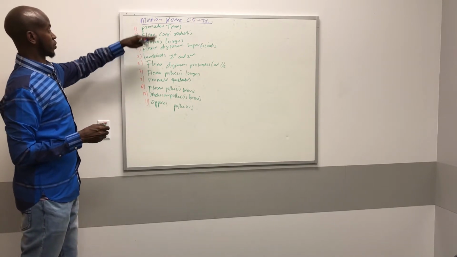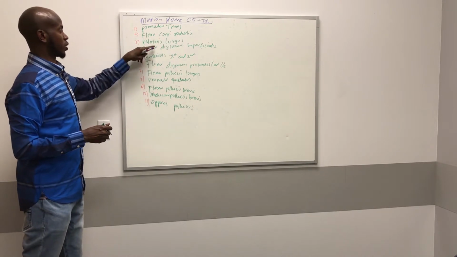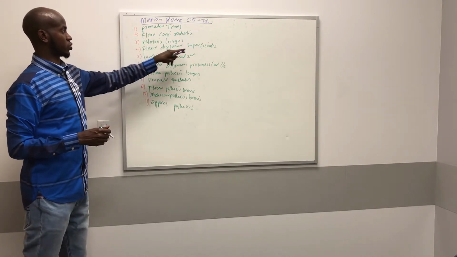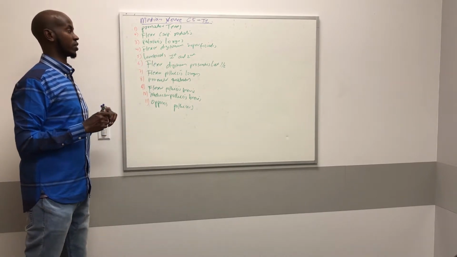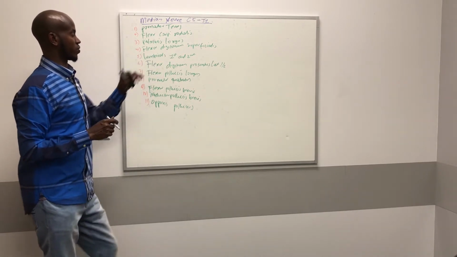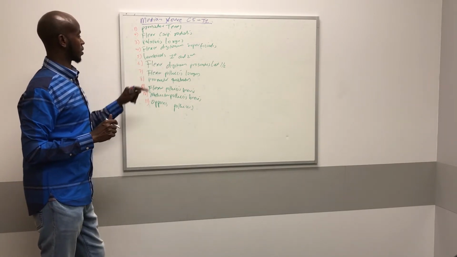So start from the top: pronator teres, flexor carpi radialis, palmaris longus, flexor digitorum superficialis, lumbricals first and second. There are 4 lumbricals, we will see in a minute. The third and the fourth are supplied by the ulnar nerve. So those are lumbricals first and second.